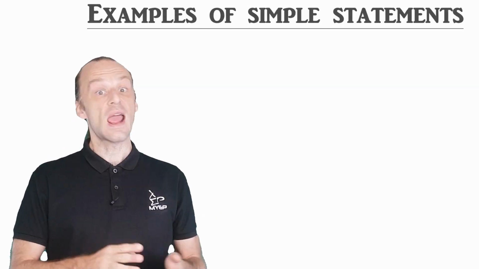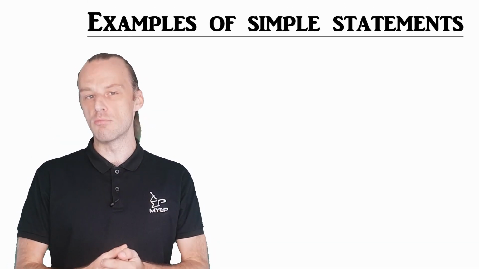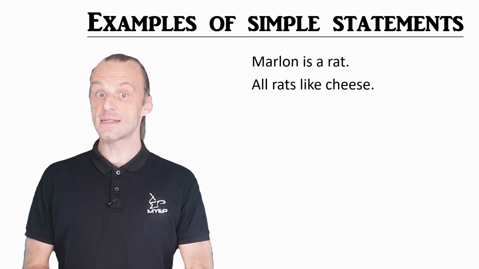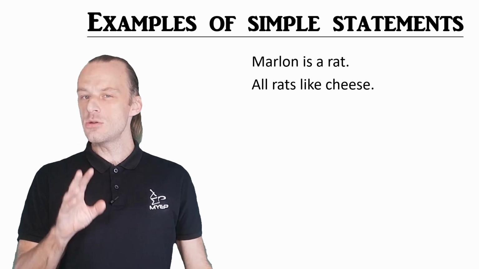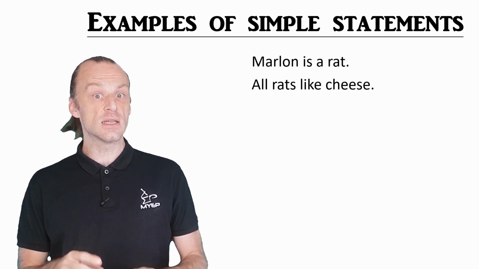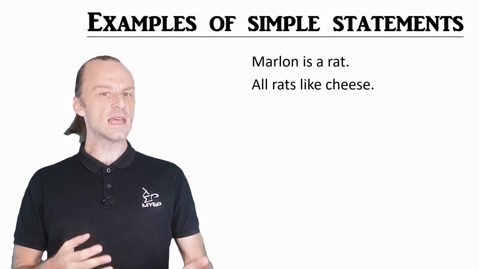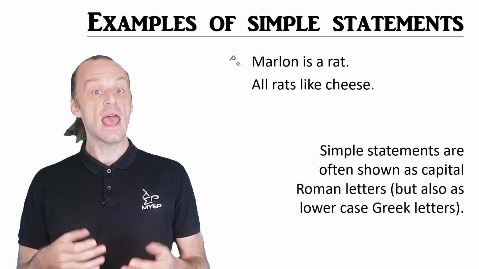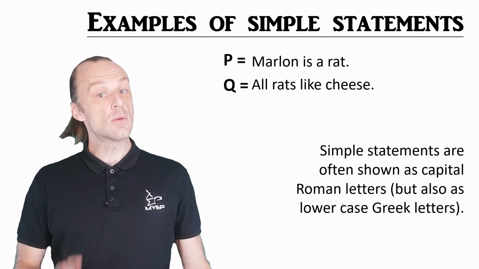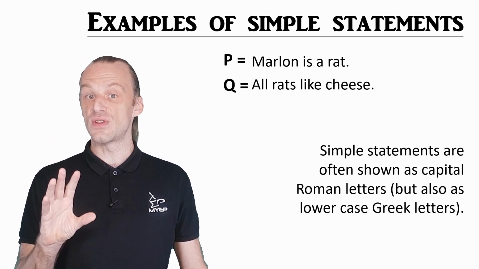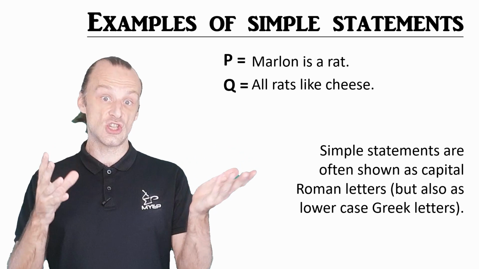We will start again with the simple statements. Simple statements must be either true or false and not both. Here are two more examples. Marlon is a rat and all rats like cheese. When we use logic, it's common to give each sentence a letter so we can use it in a more mathematical way. Let's say that the first sentence here is P and the second is Q. So P stands for the idea that Marlon is a rat, and Q stands for the idea that all rats like cheese.